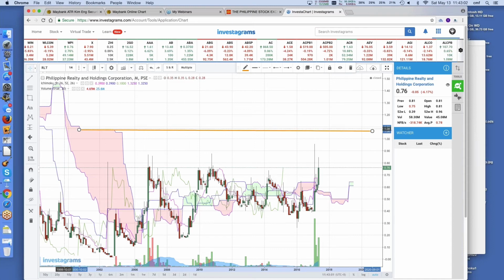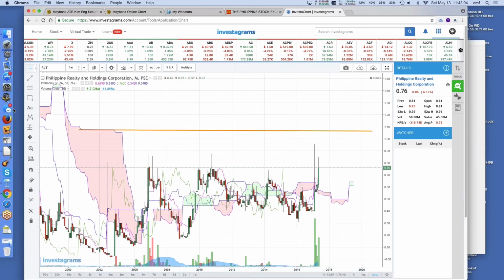Also, you see a Kumo twist right here on the monthly chart. We'll discuss more about time frames next week. You'd find that very interesting because only a handful of stocks in the stock market actually have a confluence of bullish elements in monthly, daily, and weekly time frames. These are the stocks which you should be riding.